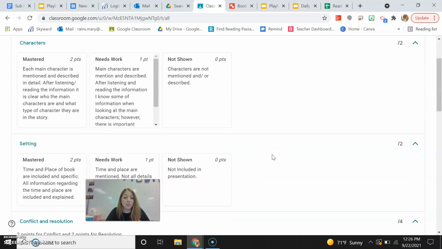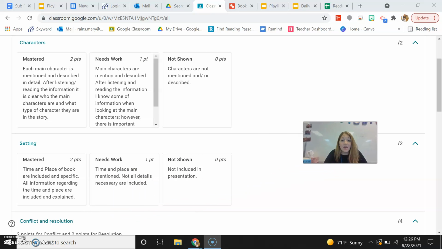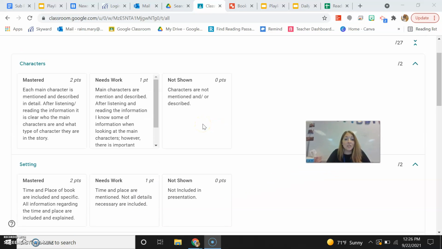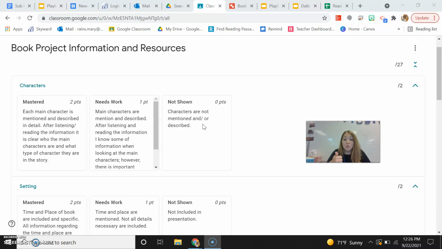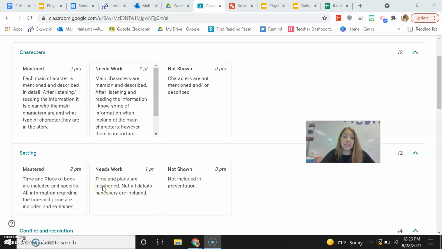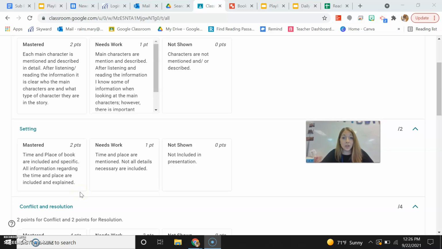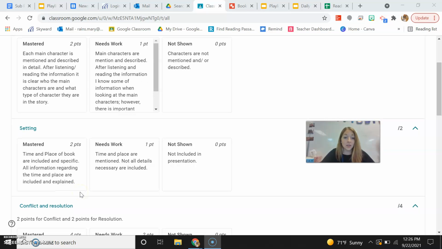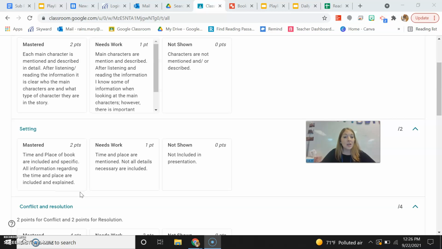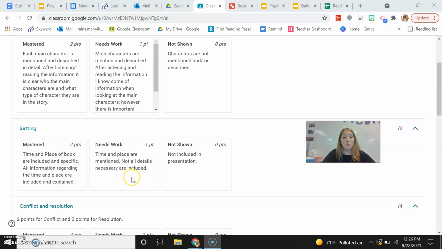You'll get 2 points for the characters. Essentially, what this is saying is, do you explain the main characters? Not just that you state their names, but do I actually get a sense of who each character is? The setting: do you include the time and place and are you specific about it? Is there all of that information? Is that included? If not, then you might get knocked down a point if you've mentioned it, but maybe it's not explained.